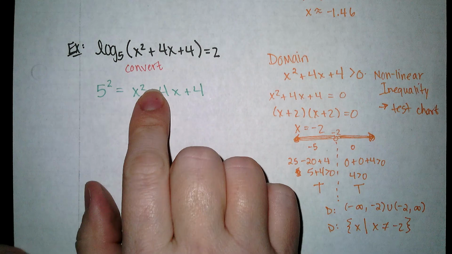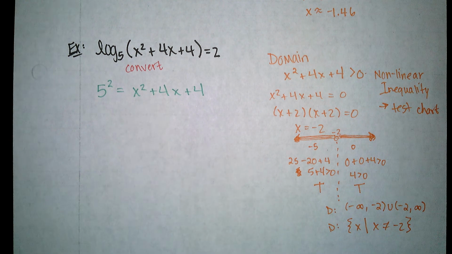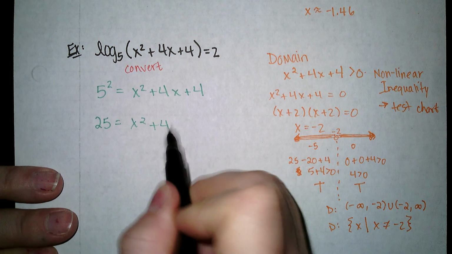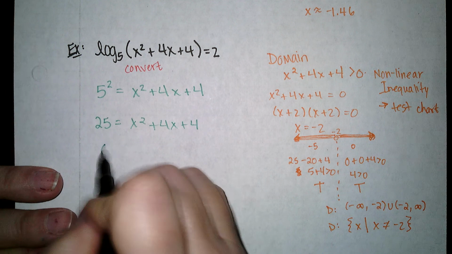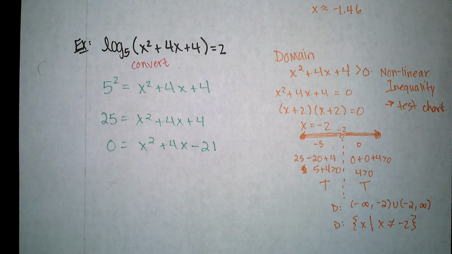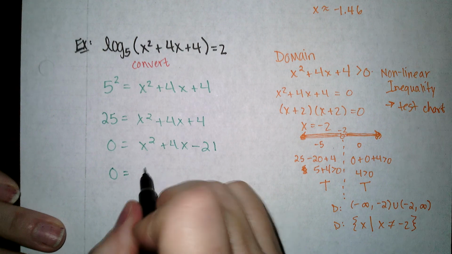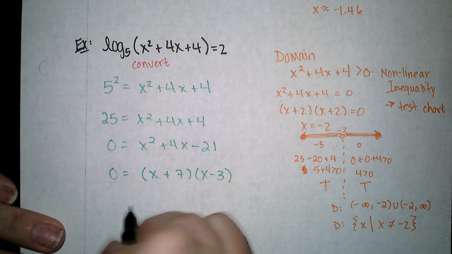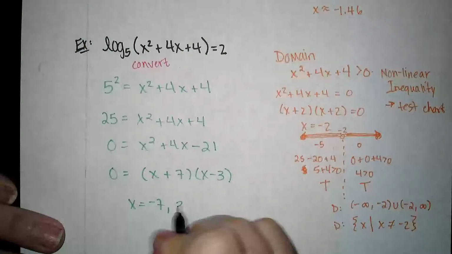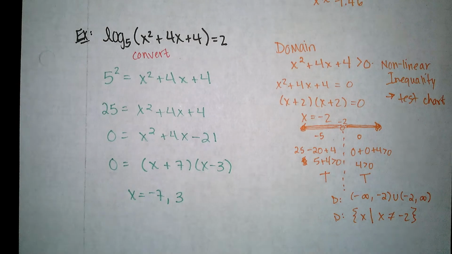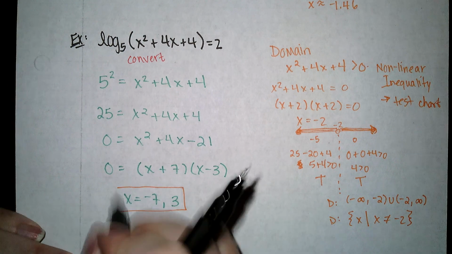So back to solving our equation. We have 5 squared equals x squared plus 4x plus 4. So that would be 25 equals x squared plus 4x plus 4, or 0 equals x squared plus 4x minus 21. That is going to factor into x plus 7 times x minus 3, which gives me x equals negative 7 or positive 3. Check that against my domain. The only restriction was that x could not equal negative 2. So this little guy has 2 solutions.